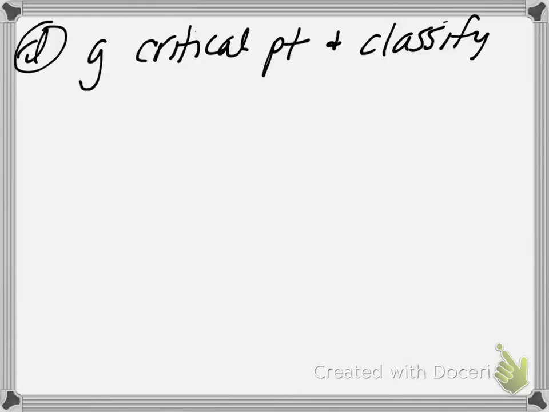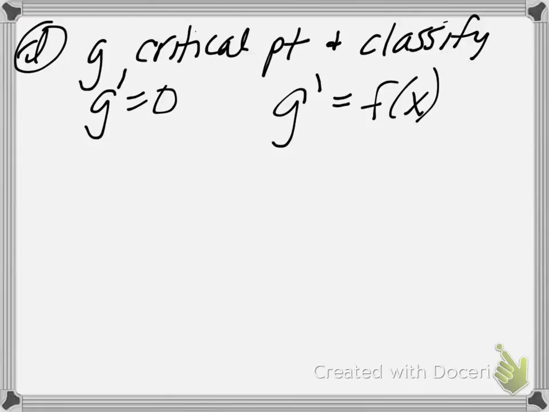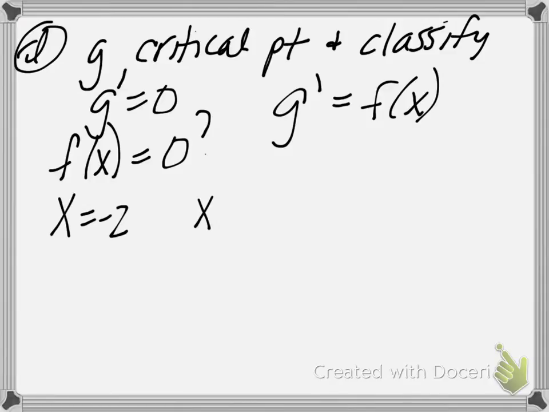Okay, so part D is asking for when does G have a critical point and classify it as either a max, min, or neither. So G will have a critical point when G prime equals 0. Okay, so what is G prime? Well, didn't we say earlier that G prime equals f of x? So I'm going to substitute f of x for G prime. And the question really is, when is f of x equal to 0? So you're going to look at your picture, and you're going to see that the y value is 0 when x is -2, and x equals 1.